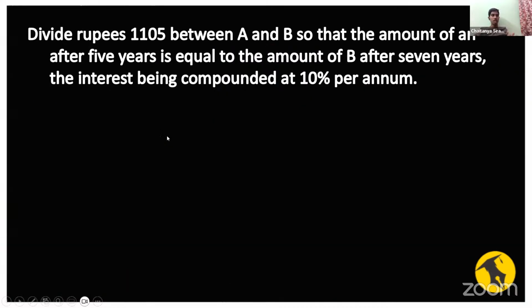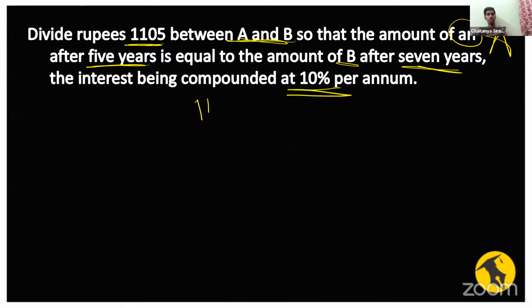Let's move to next. Okay, this is similar to the question which we solved. Divide rupees 1105 between A and B so that the amount of A after 5 years is equal to the amount of B after 7 years, interest being compounded at 10% annually. So I can let A be one share and 1105 minus A the other. What they are saying is the amount after 5 years.